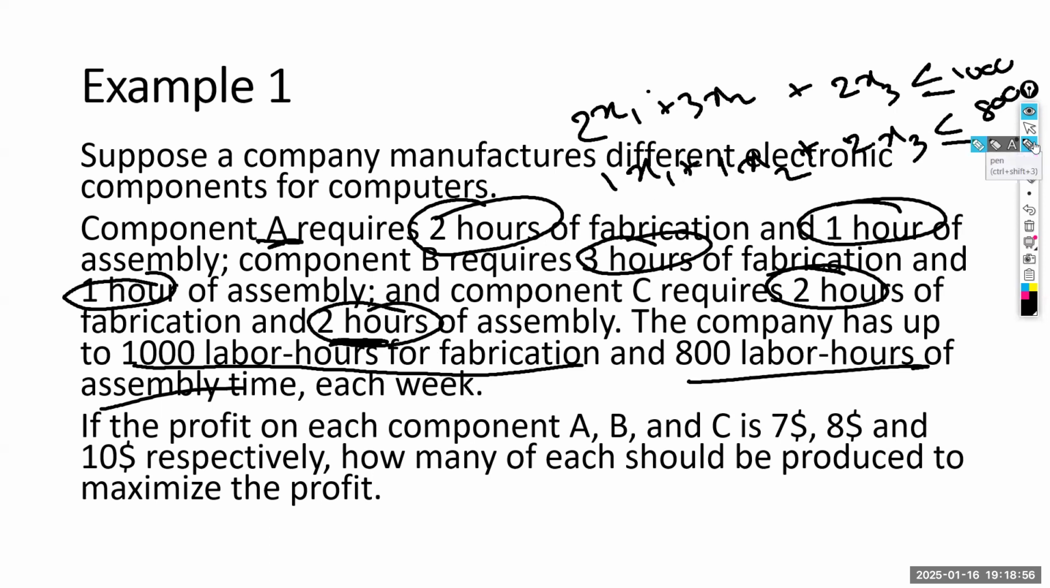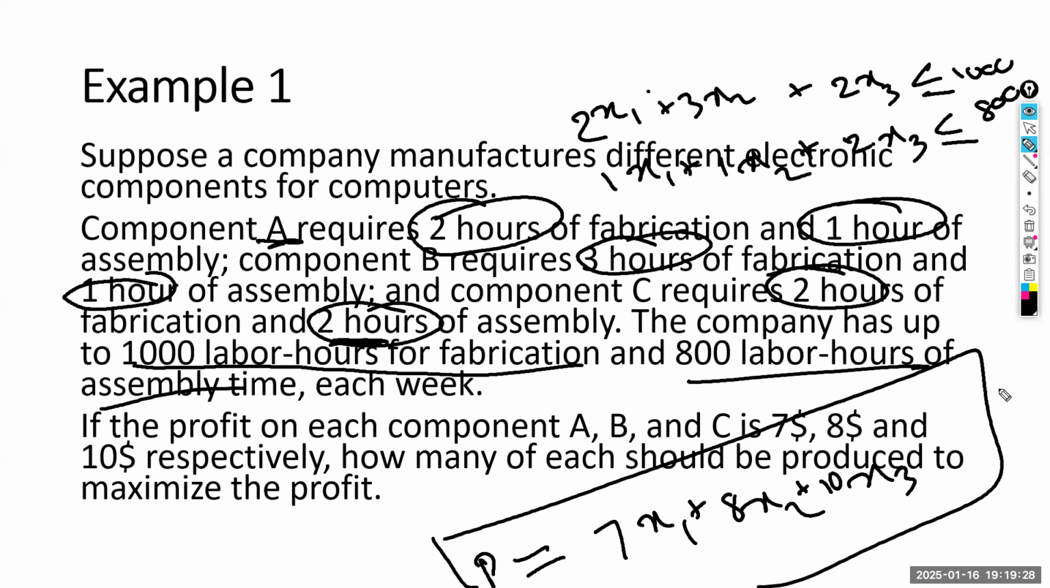And the optimization function is this: each unit of A gives you $7. We are going to have x1 number of A, x2 number of B, x3 number of C. From each unit of A, you get $7. 7x1 is the total profit. 8x2 is the total profit for B. 10x3 is the total profit for C. And this is my profit function. We want to maximize this. So this is our objective function.